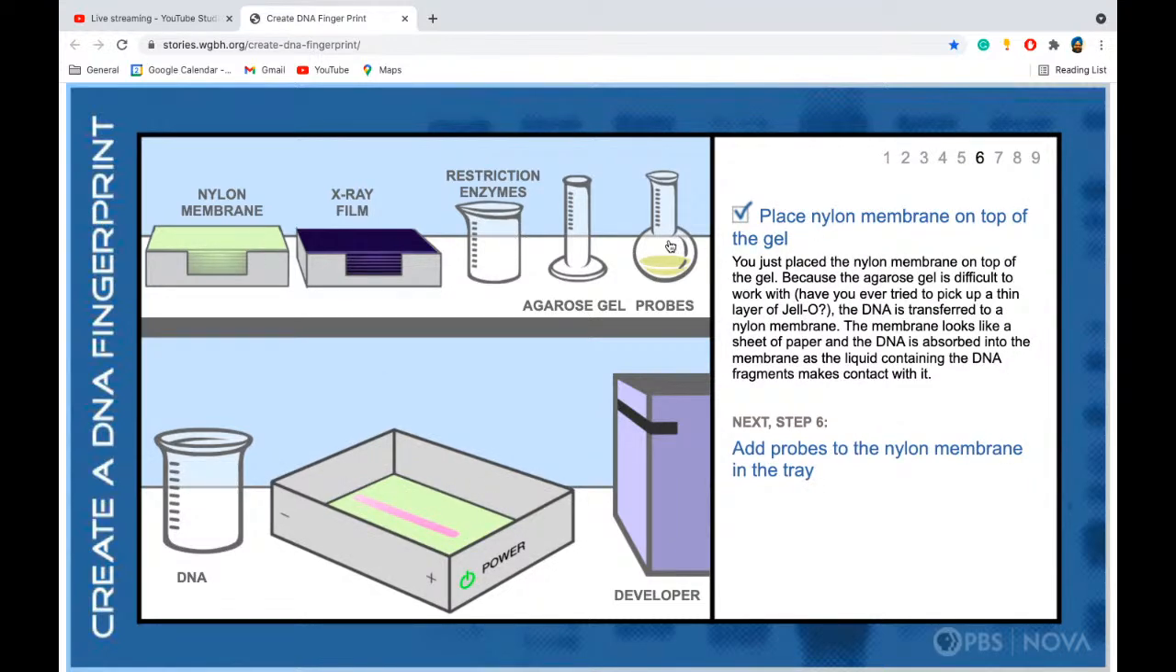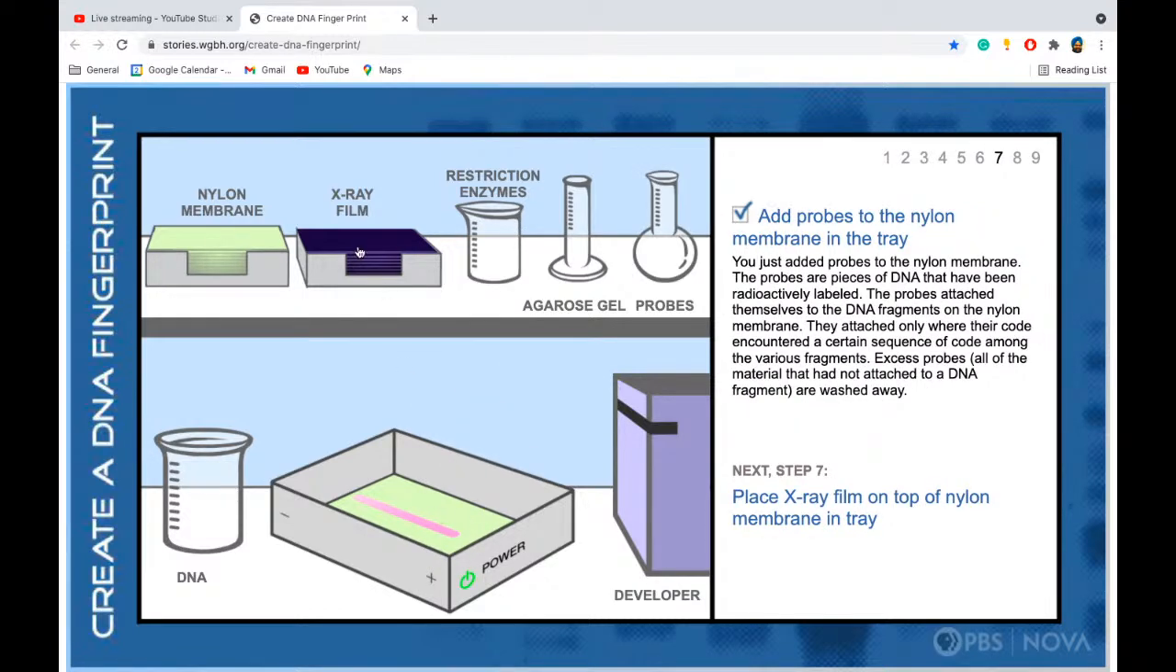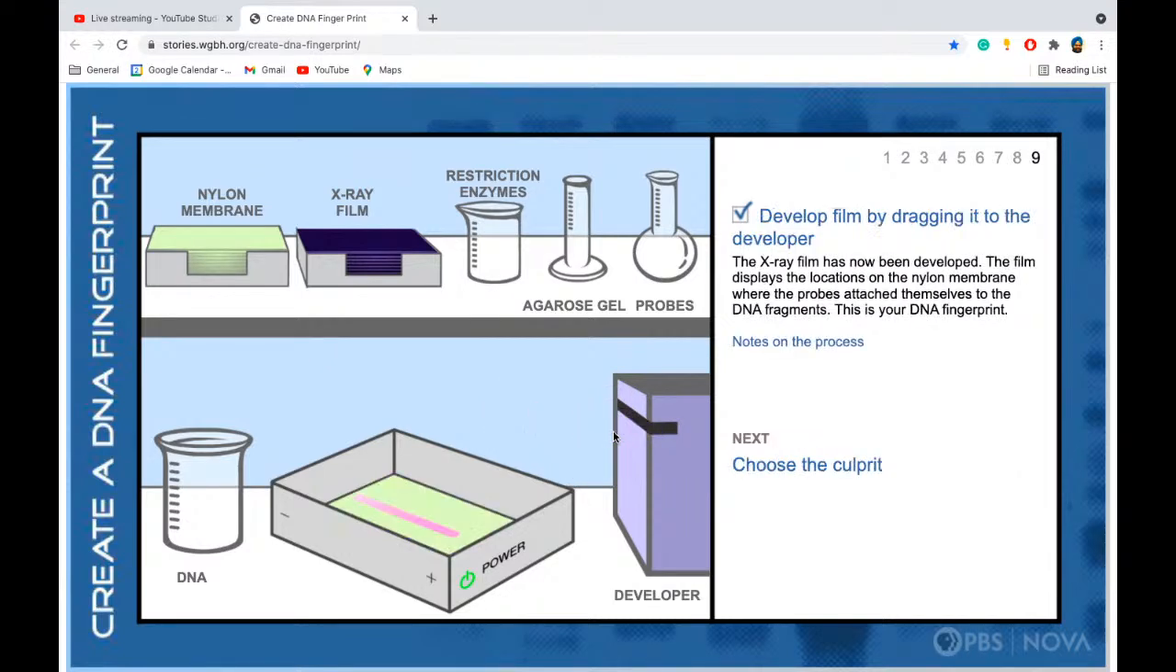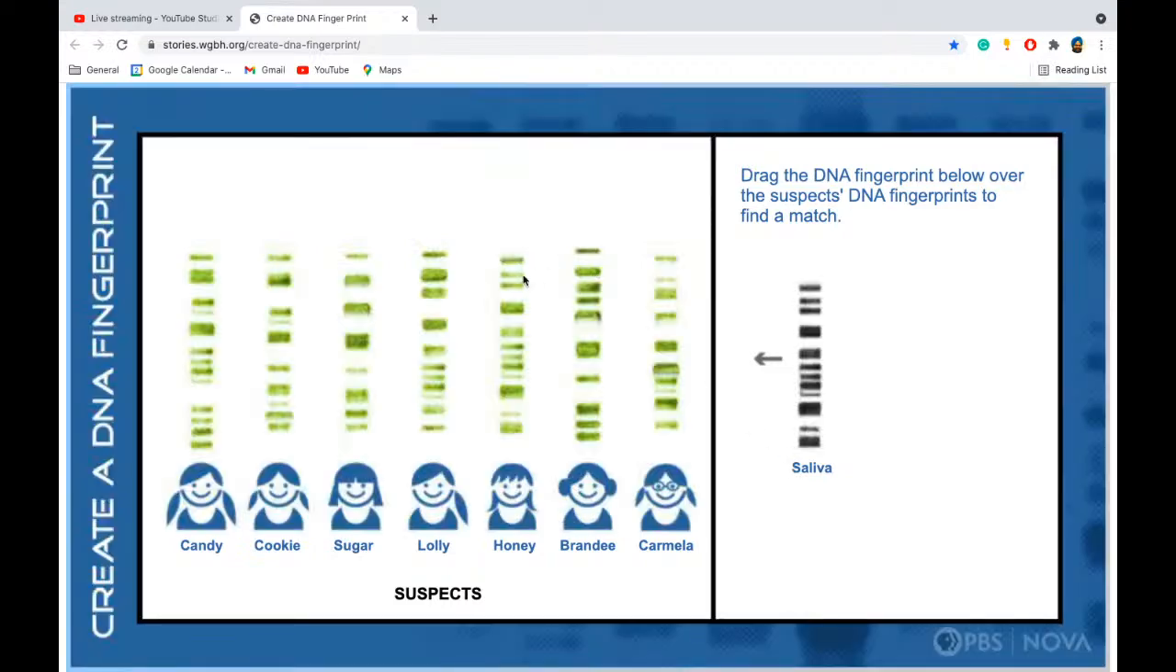Now you add the probes that you are specifically looking for, then you put X-ray film over the top to see them under the developer, and develop the fragments. And now choose the culprit. Here we can see the saliva sample after the DNA fingerprinting. The gel patterns look like that. And this is what the normal DNA fingerprints of all the suspects look like. So we will try to match them.